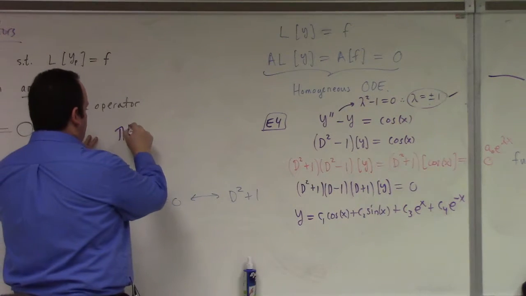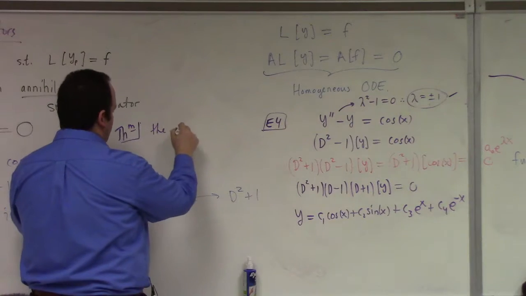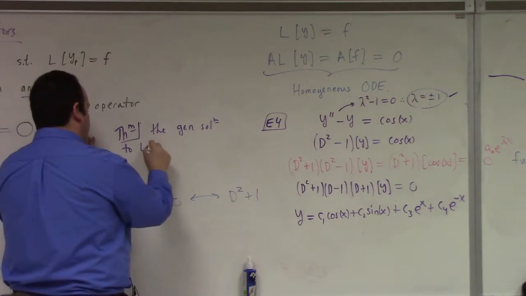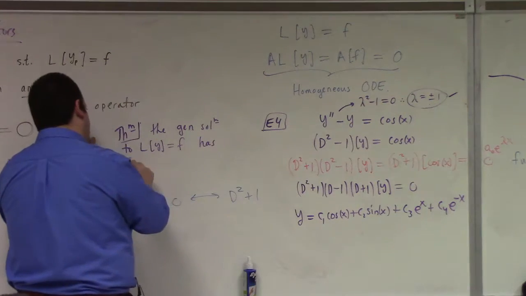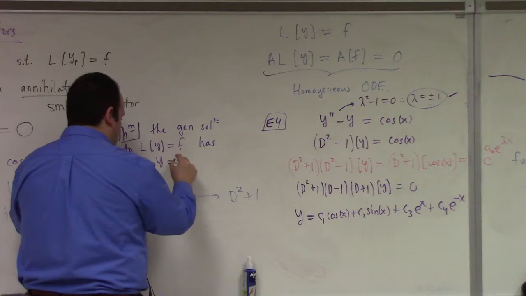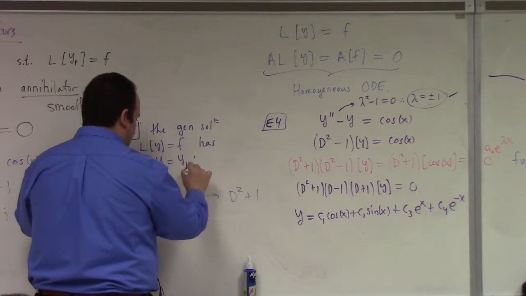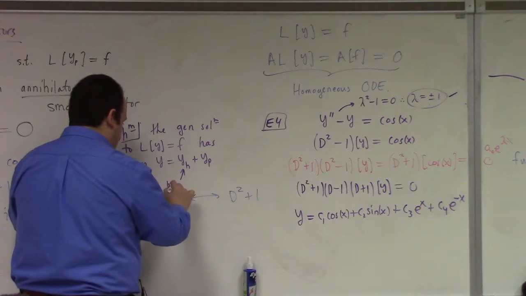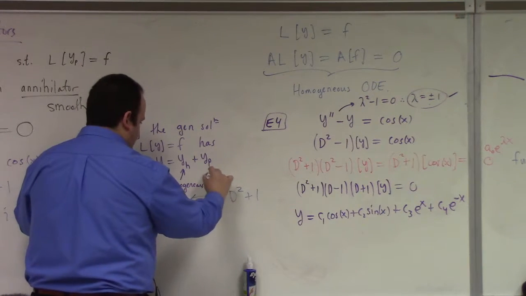So like the general theorem that I stated before, but now we're going to actually use it. The theorem is this: the general solution to L of y equal to f has the form y equals yh plus yp. So this is the homogeneous, and this is the particular.